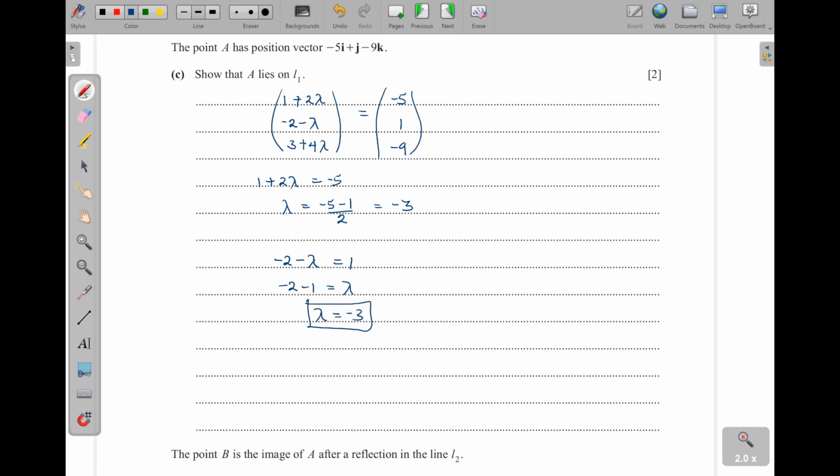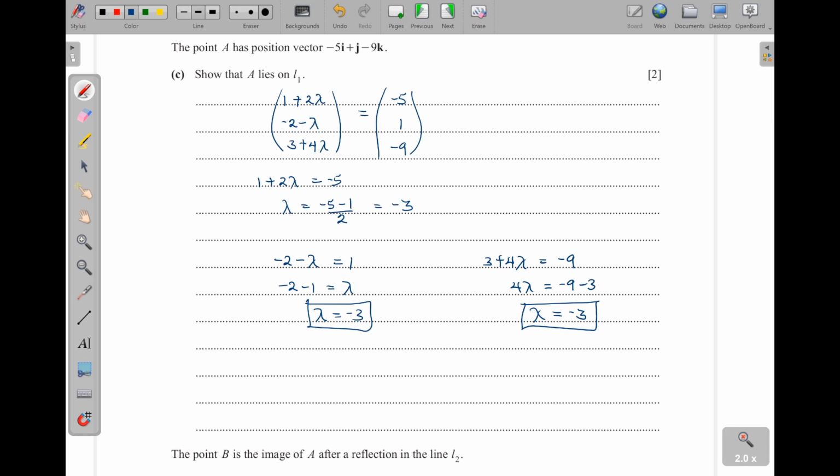You see that? Then we can also check the other one, 3 plus 4 lambda, which is equal to 9. Take this 3 here, you will get a negative. So 9 minus 3, and then lambda here is going to be 6 over 4. All of them are giving us the same value of lambda.